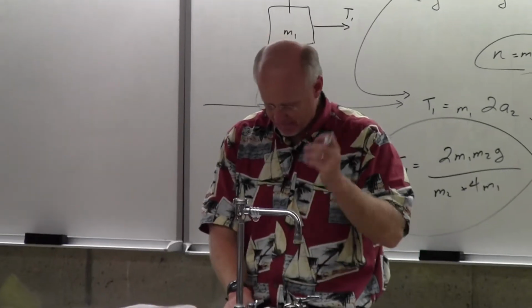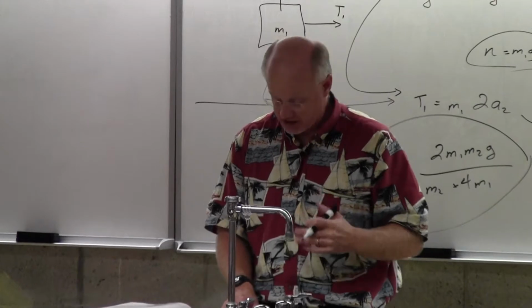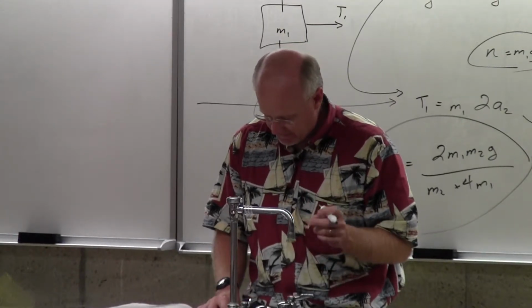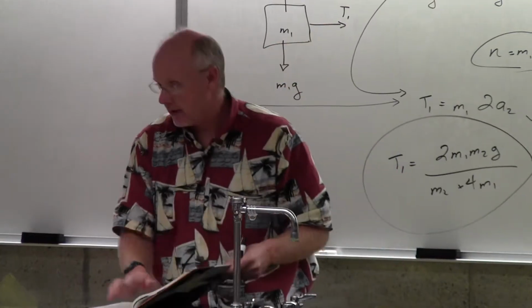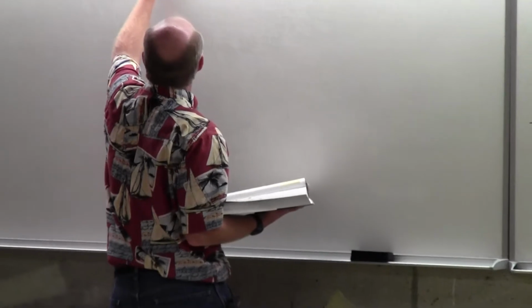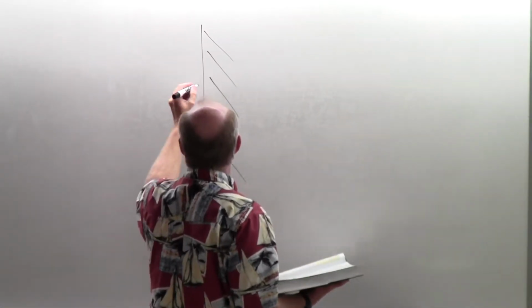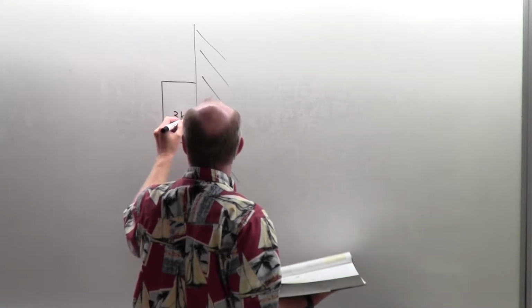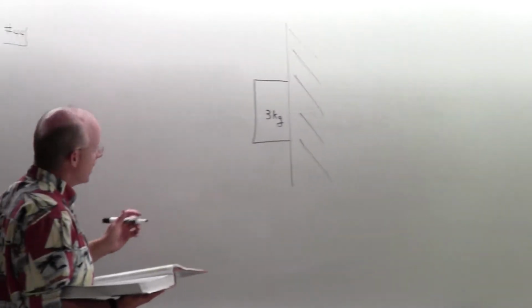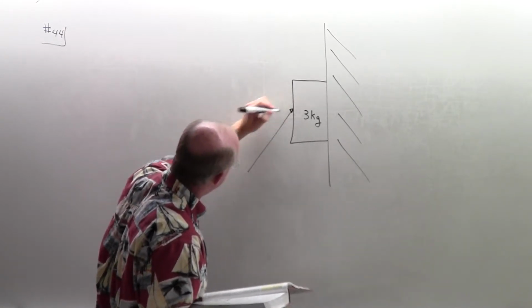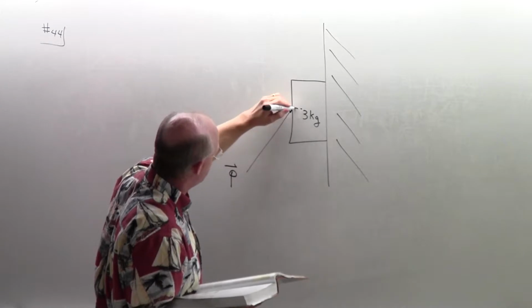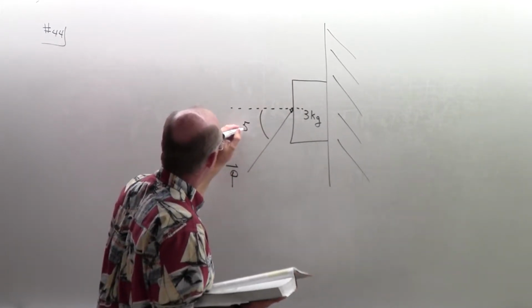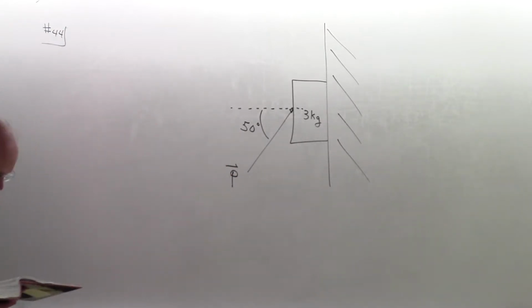It says, a block of mass 3 kilograms is pushed against a wall by a force P at an angle of 52 degrees from the horizontal as shown in the figure. All right, so the figure looks something like this. Here's the wall. Here is the object. They said a block of mass 3 kilograms is then pushed against the wall. So there is a force P pushing on it at an angle of 50 degrees below the horizontal, making an angle of 50 degrees with the horizontal as shown in the figure.